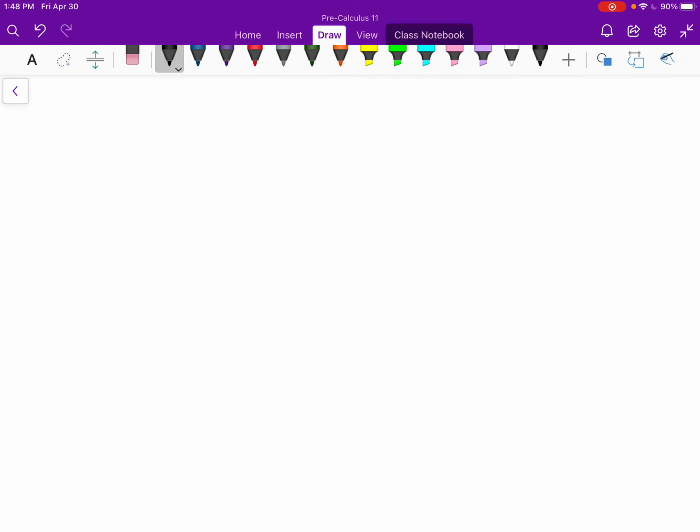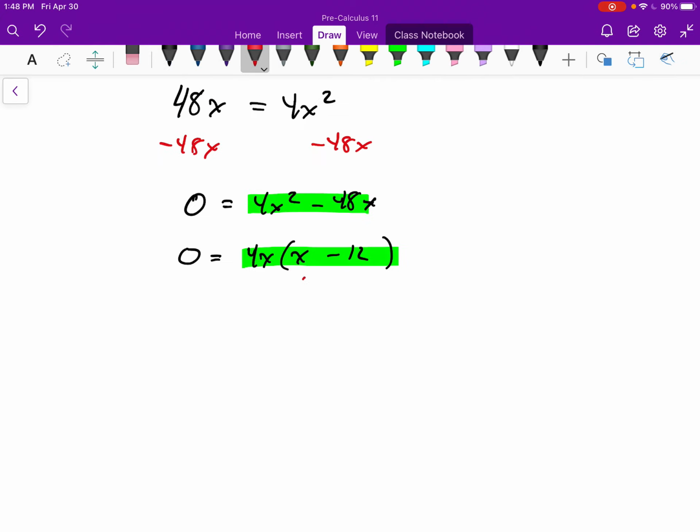And now I can inspect my factors to find the solutions. One of them I can see, it looks like it's going to be x equals 12, although I have to check. When x equals 12, that factor equals 0. Once that factor equals 0, everything on the right-hand side equals 0. Also, right here, x can equal 0. If that x equals 0, I have 4 times 0, which is 0, and 0 times anything else is 0, which is what we're trying to get to. We're trying to equal 0.